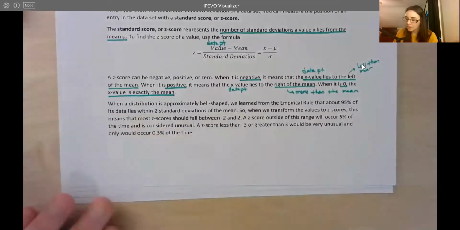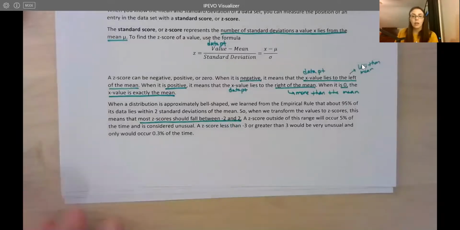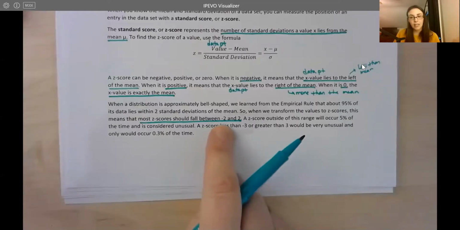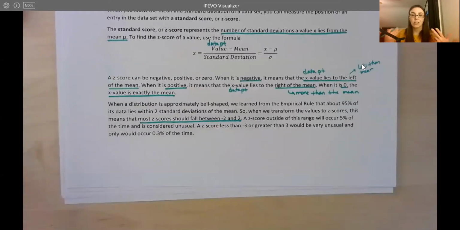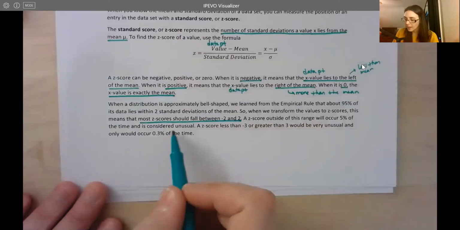When the distribution is approximately bell-shaped, we learn from the empirical rule that about 95% of its data lies within 2 standard deviations of the mean. So when we transform the values to Z-scores, this means that most Z-scores should fall between -2 and 2. Remember, the Z-score represents how many standard deviations that data point is from the mean. So your Z-scores are going to be between -2 and +2 in general. If it's outside this range, which happens 5% of the time, it's considered unusual.